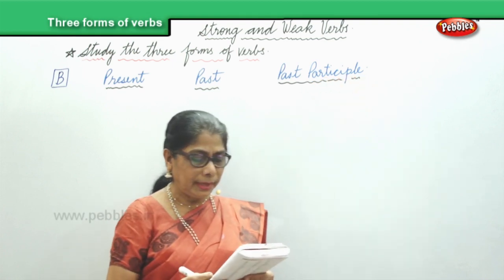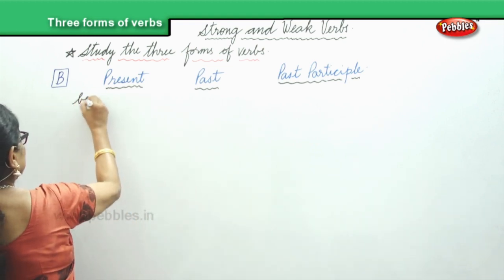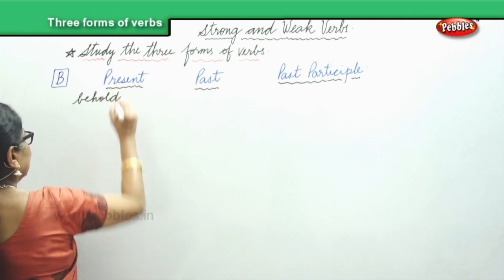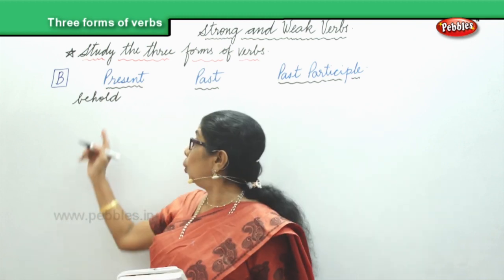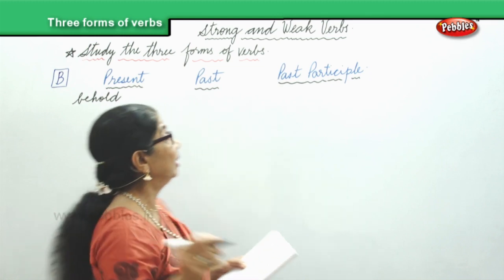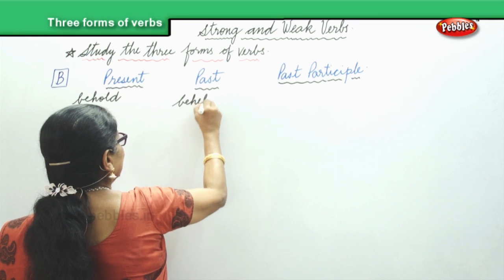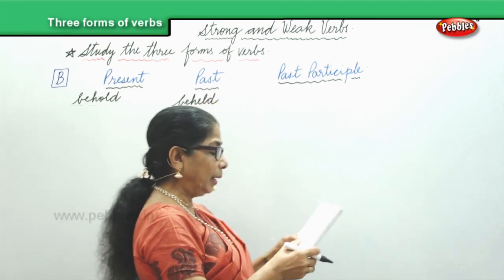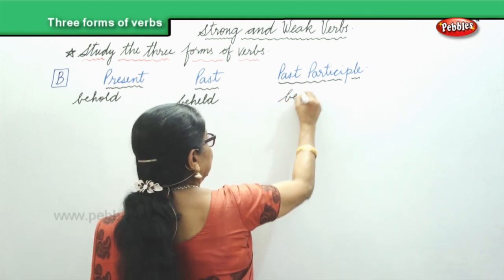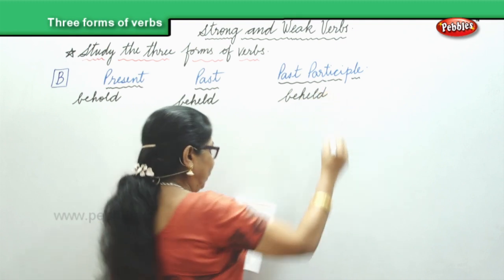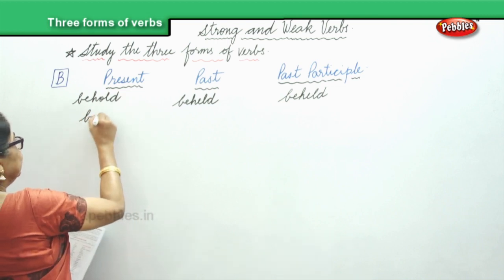We'll continue, and we have here behold. Behold. Again, we are changing inside the verb, O, we are changing to beheld. The past becomes beheld. Behold, beheld. And in the past participle, we have again beheld. Behold, beheld, beheld.